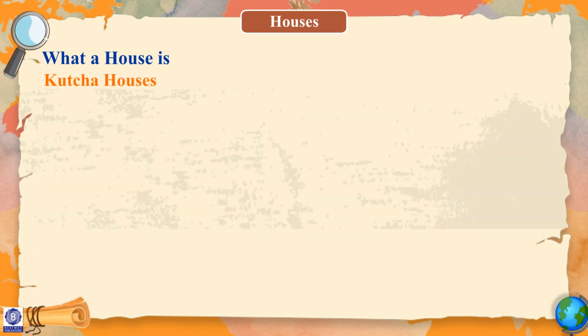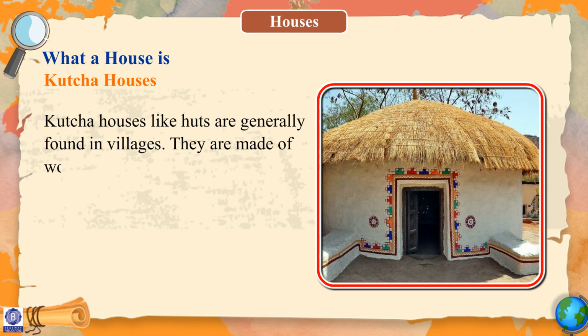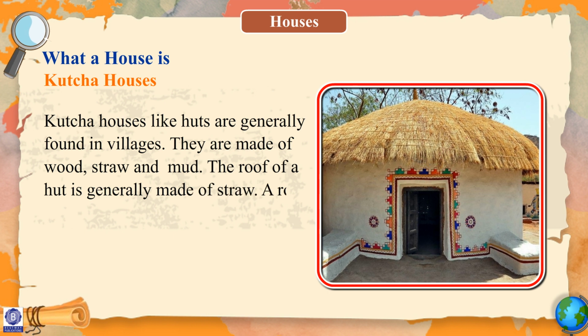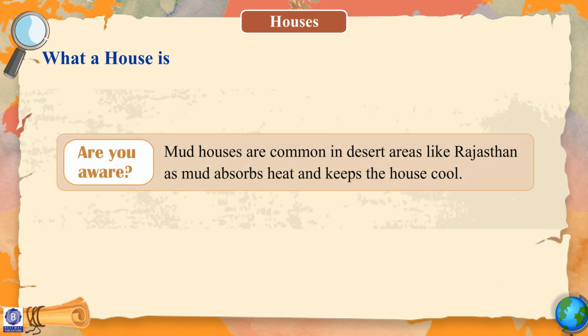Kacha houses. Kacha houses, like huts, are generally found in villages. They are made of wood, straw, and mud. The roof of a hut is generally made of straw. A roof may also be made of tin or any other modern materials. Are you aware? Mud houses are common in desert areas like Rajasthan, as mud absorbs heat and keeps the house cool.